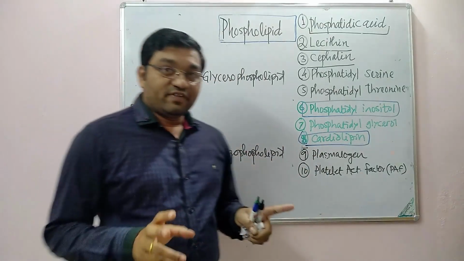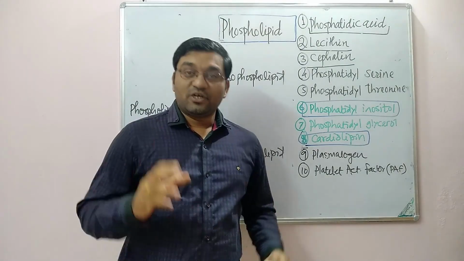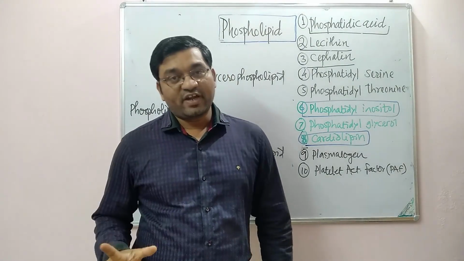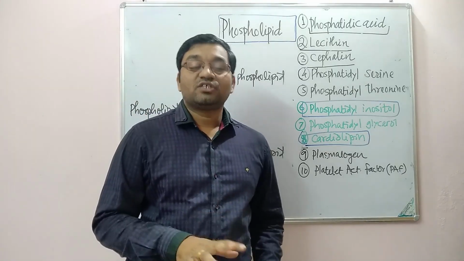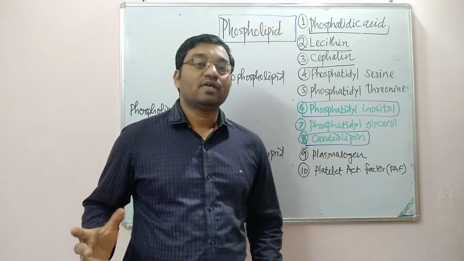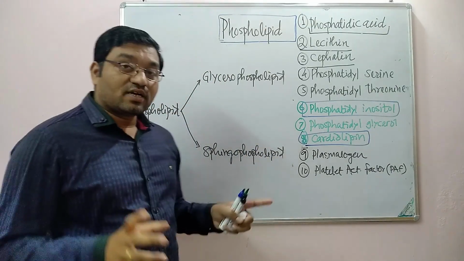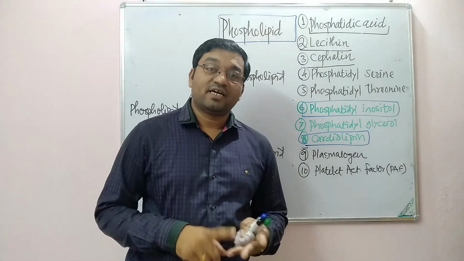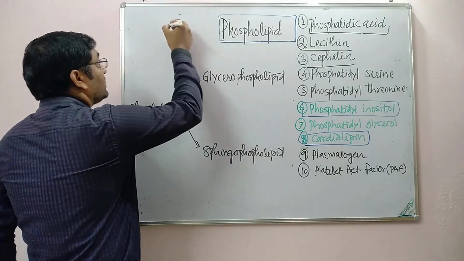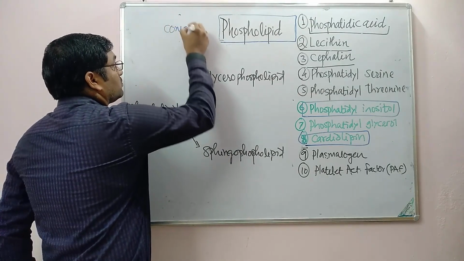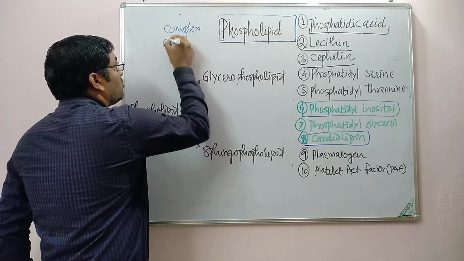All of you know the definition of lipid. These are the heterogeneous group of compounds related to fatty acids, soluble in organic solvent and not soluble in water. They are known as lipids. Lipids are classified as simple, complex and derived lipid. This phospholipid is a complex lipid or compound lipid.